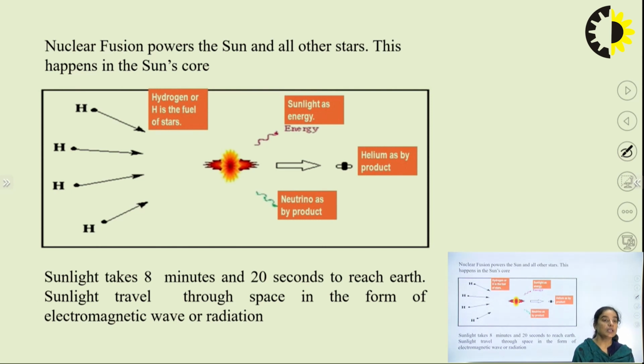Sunlight takes 8 minutes and 20 seconds to reach the Earth. Sunlight travels through space in the form of electromagnetic wave or radiation. This is important since, as we have seen, around 1.5 x 10^8 kilometer is the distance between Sun and Earth, and it takes around 8 minutes and 20 seconds for sunlight to reach the Earth.